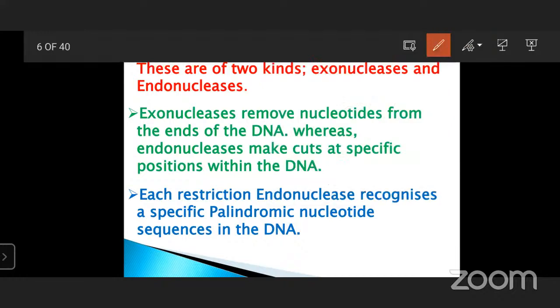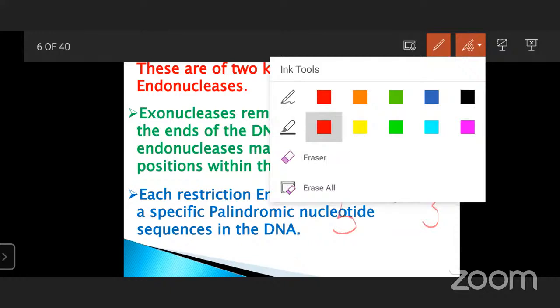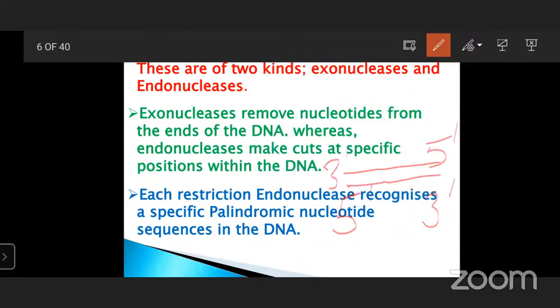For example, this is the DNA molecule. DNA is a double-stranded molecule. One strand runs in the 3' to 5' direction. Another strand runs in the 5' to 3' direction. And the endonuclease cuts the DNA at a specific location. It is the major function of endonucleases. Endonucleases can cut the DNA molecule at a specific position.